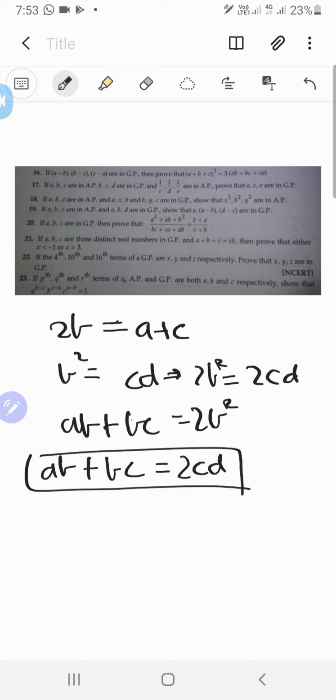B, C, D are in GP, and 1 by C, 1 by D, 1 by E are in AP. Which means that 2 upon D equals 1 upon C plus 1 upon E. What can we do? Well, we want 2 upon C somehow. Okay, 2 upon D somehow. I think if we divide this by... No, that won't work. 2 upon D. Actually, it might work. Don't know. Okay, let's see what we get from this equation.